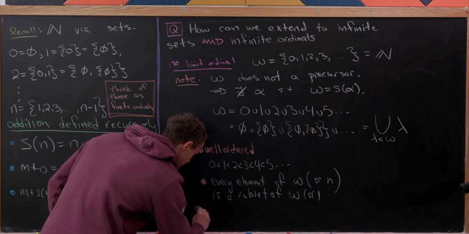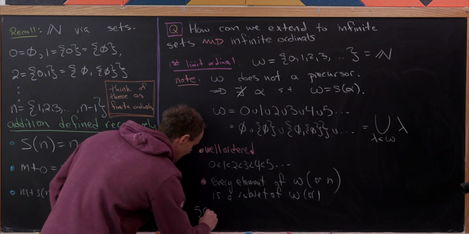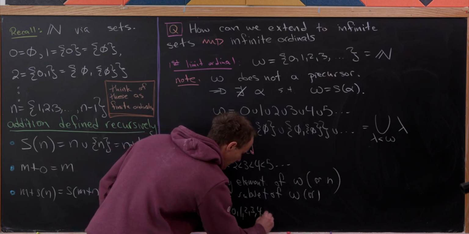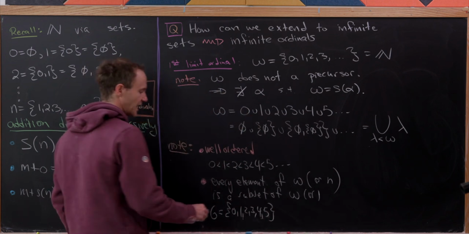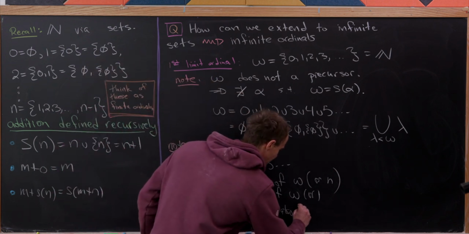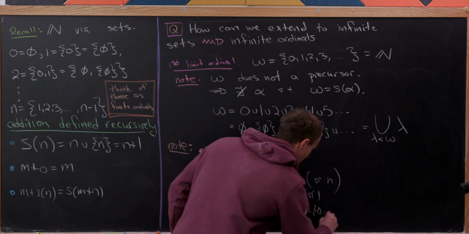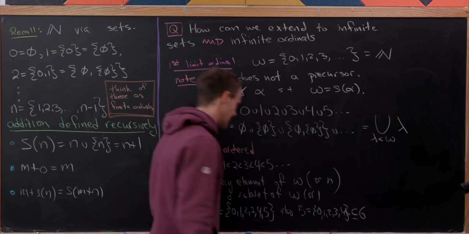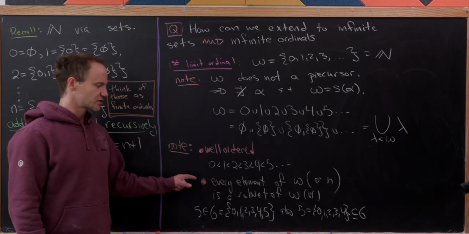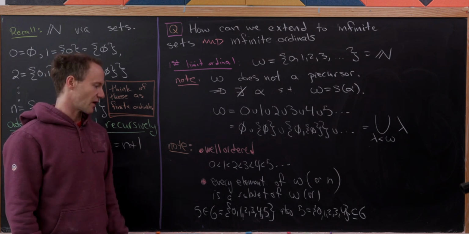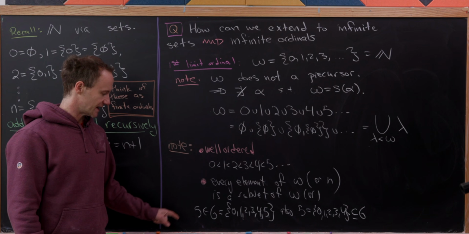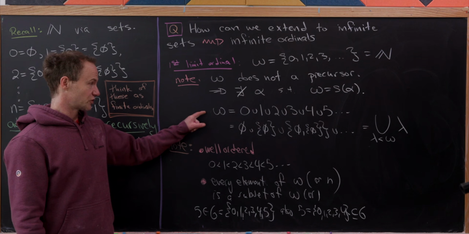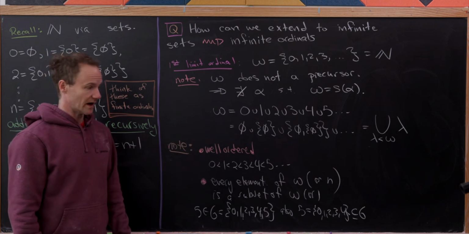Let's notice, for instance, 5 is an element of 6, which is the set containing 0, 1, 2, 3, 4, 5. But furthermore, 5, which is the set containing 0, 1, 2, 3, 4, is in fact a subset of 6. So that's what's going on with this second property: every element is a subset. But this isn't only true for this 5 and 6 example. That's true for every element of omega as well.